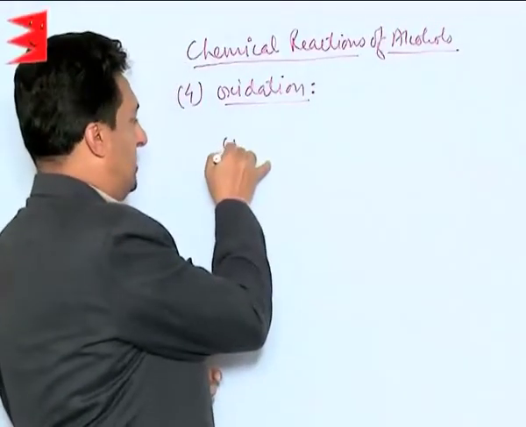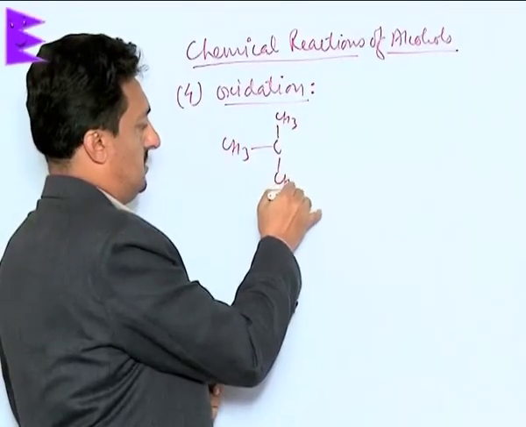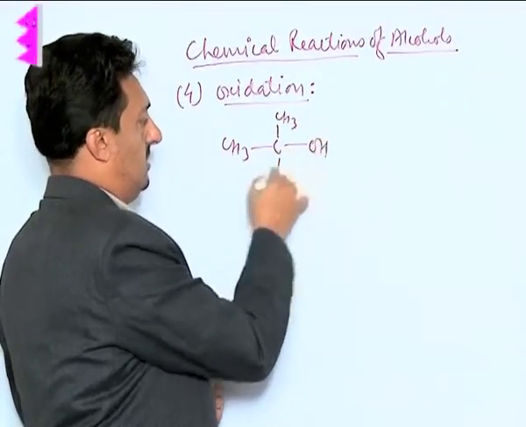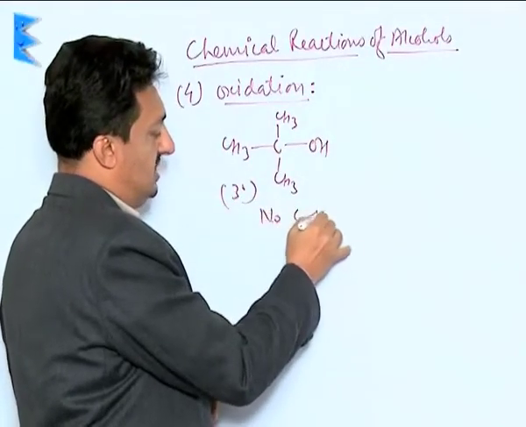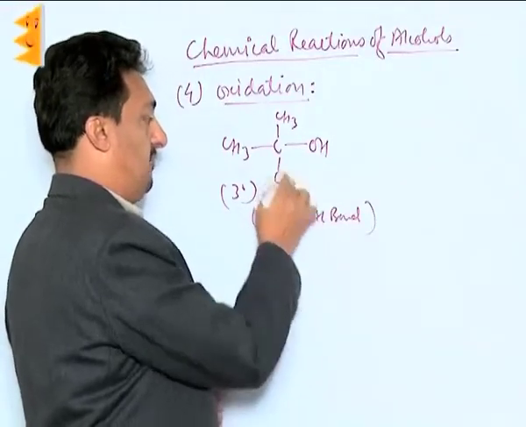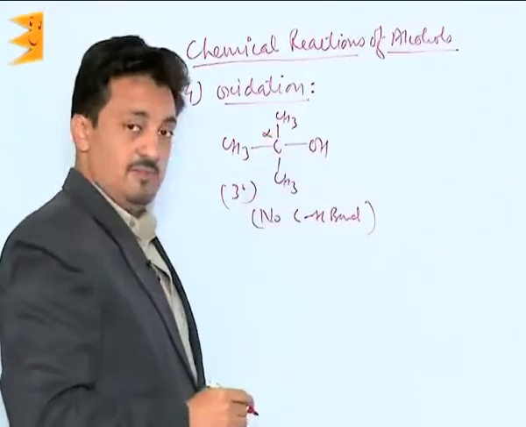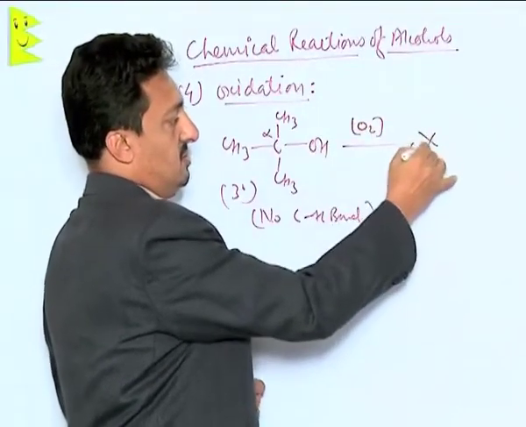In case of tertiary alcohols, what we find is, since a tertiary alcohol has no C-H bond at the alpha carbon, which is having the OH group, no oxidation is possible. So no oxidation.